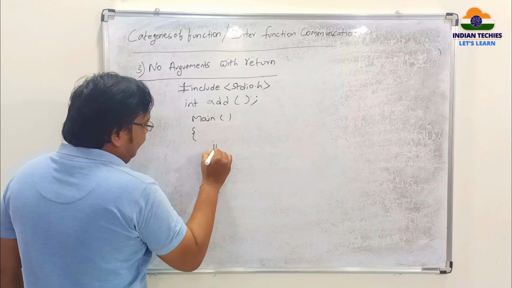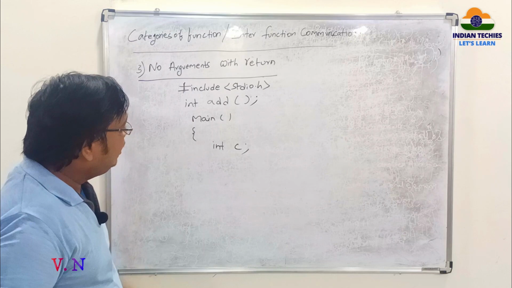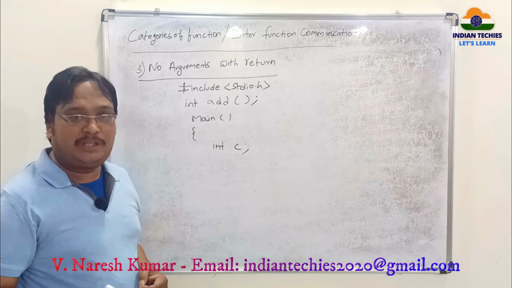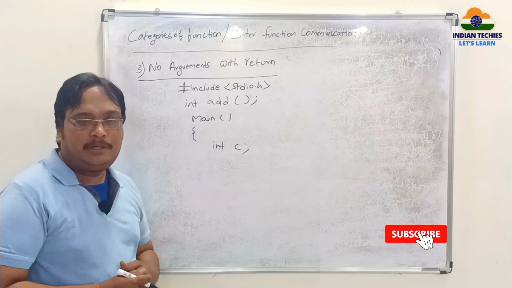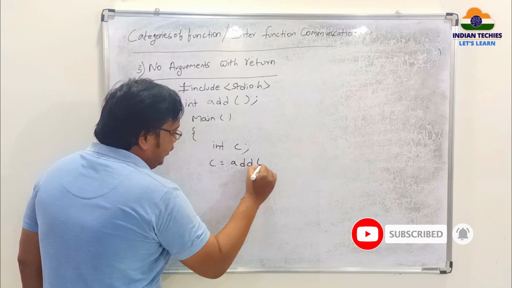Here I am declaring only one variable, that is c. Why? Because I need not send a and b values, but I am getting some result. I have to store that result, so I declared a variable called c. c is equal to the add function.